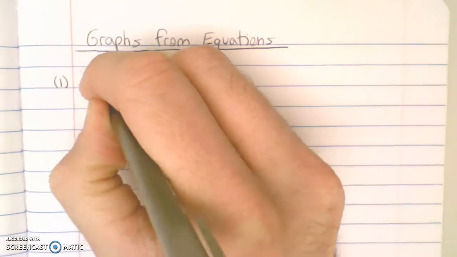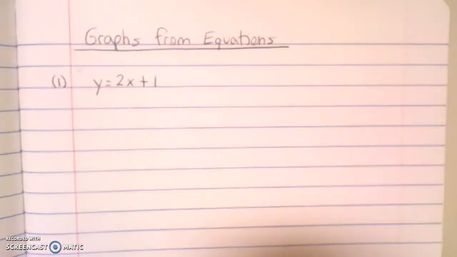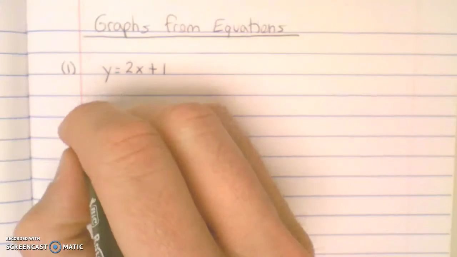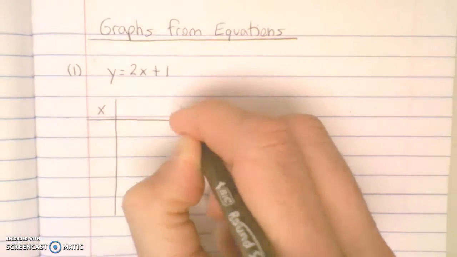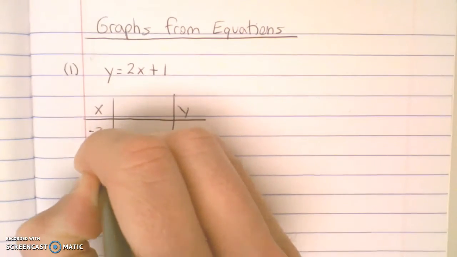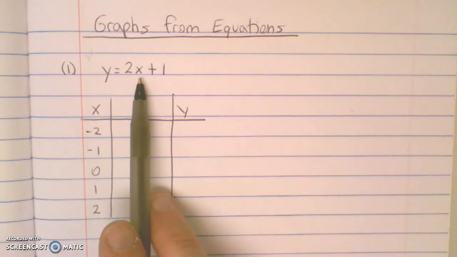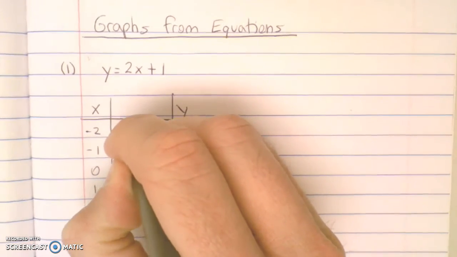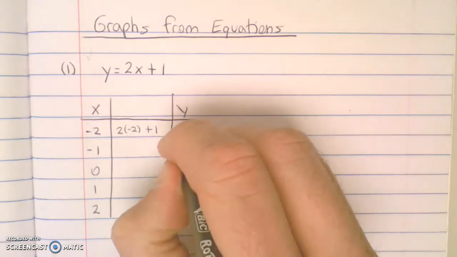So let's say I gave you this equation, y equals 2x plus 1, and I ask you to complete the table. We're going to take our x values, plug them into the equation, and see what comes out for our y value. So here I've got 2 times negative 2 plus 1. That's negative 4. Negative 4 plus 1 is negative 3.